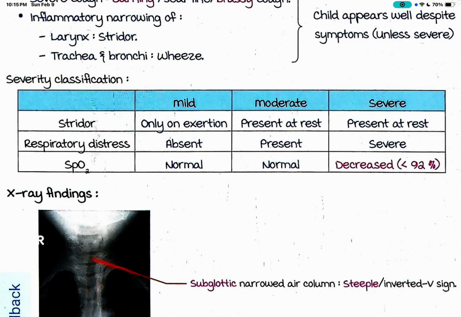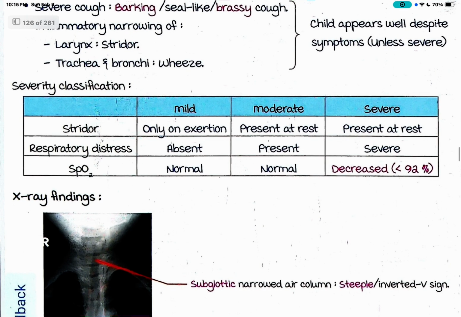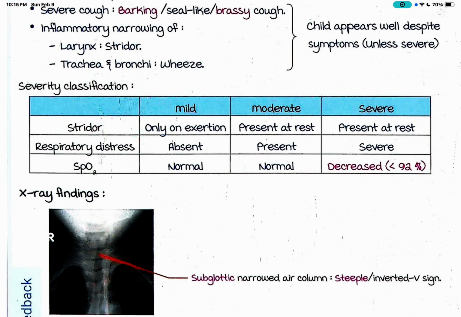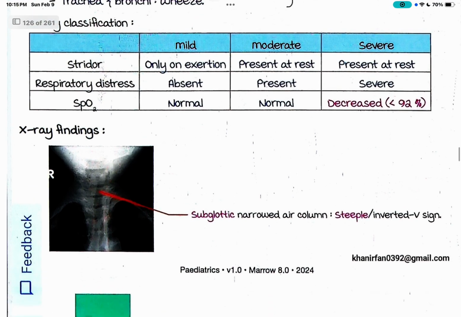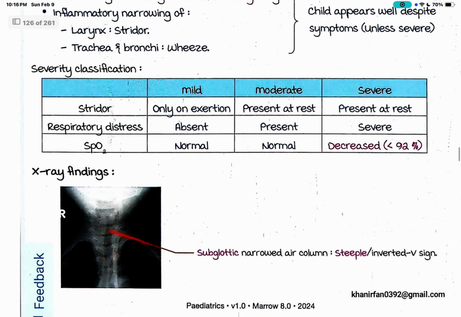Severity classification. It is divided into mild, moderate, and severe. When the infection of croup is severe, the baby will have stridor at rest, severe respiratory distress, and their SpO2 will be less than 92%. In moderate, they will have stridor at rest, respiratory distress will be present, but SpO2 will be normal. Everything will be normal in mild infections, only you will find there is stridor on exertion. In X-ray finding, you will see subglottic narrowed air column, which is a steeple or inverted V sign.